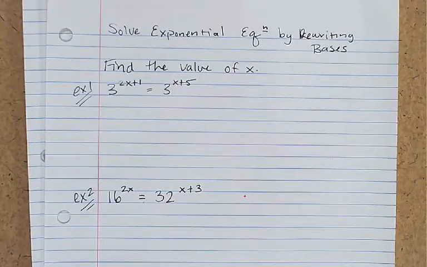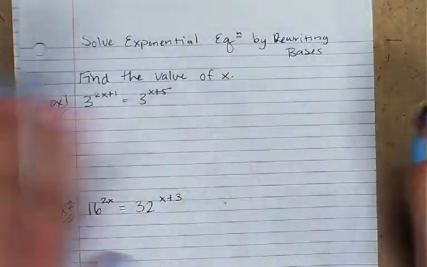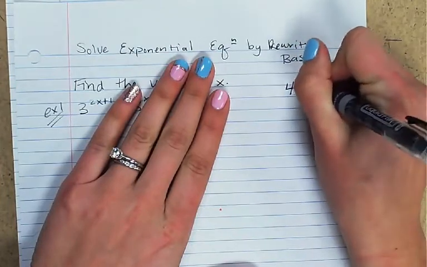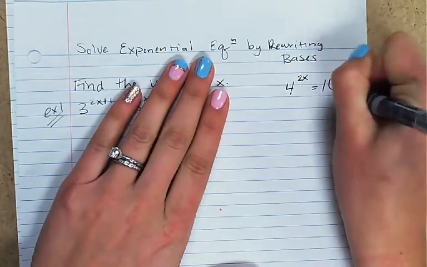This video is a review of the Edgenuity lesson, Solve Exponential Equations by Rewriting Bases. So when we have exponential equations, some people think... I'm just going to do something totally separate from these examples. If I had like 4 to the power of 2x equals 16.